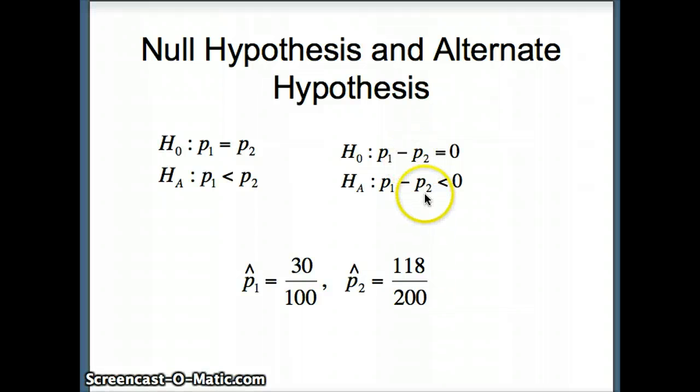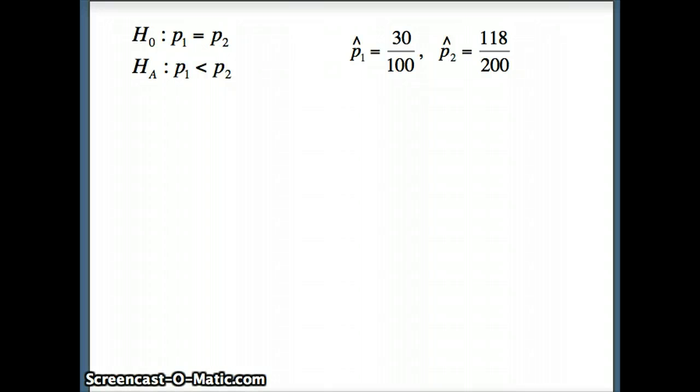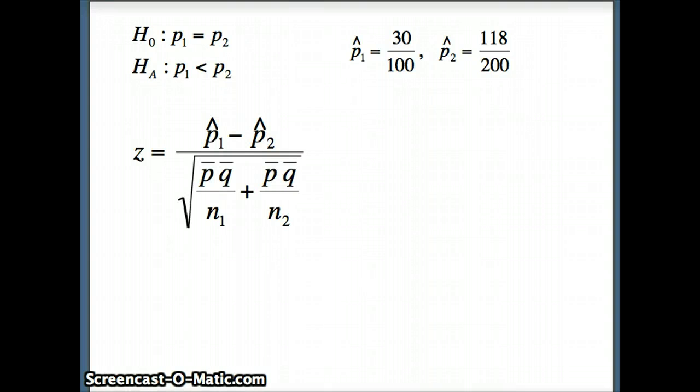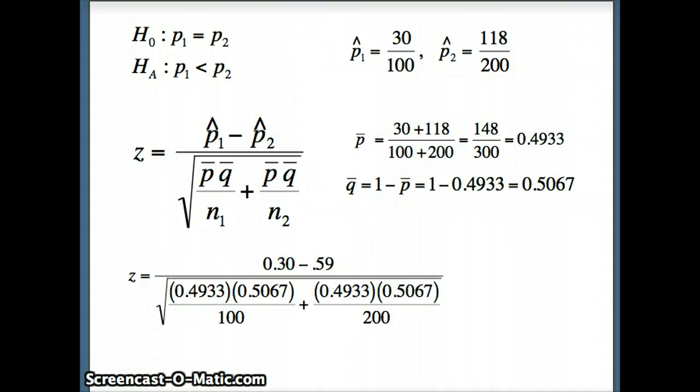Subtracting P2, we get this version. 30 out of 100 seniors, 118 out of 200 college students. There's our test statistic. Of course, P1 minus P2 will be 0 to make our computation somewhat simpler. So we want to go ahead and construct our test statistic. P bar: 30 plus 118, a total of 148, approve of the legislation out of how many total? 100 plus 200, out of 300 total people in our group. So P bar is 0.4933. Q bar is 1 minus P bar, or 0.5067.